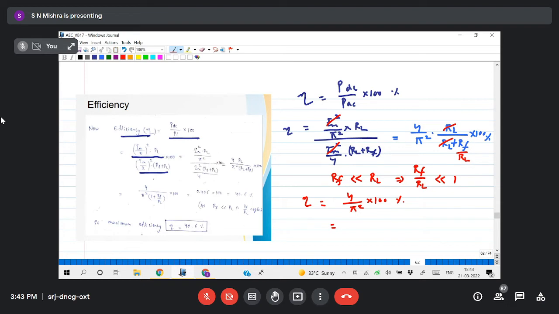So what is the value here? If you find 4 by pi square, you will get 0.41. Yes, sir, approximately 40%, that is 40.6%. So this is your maximum efficiency.